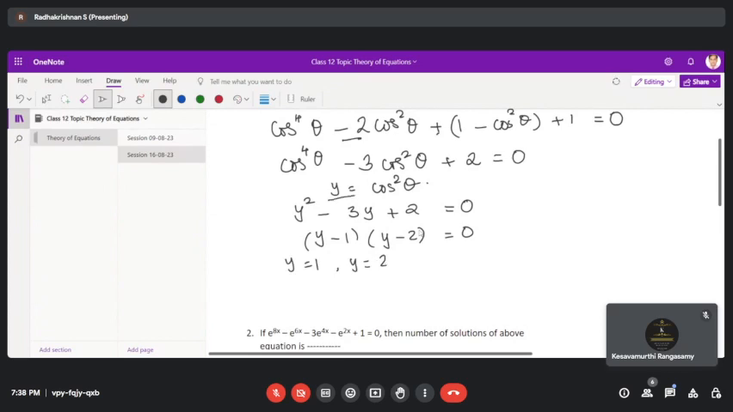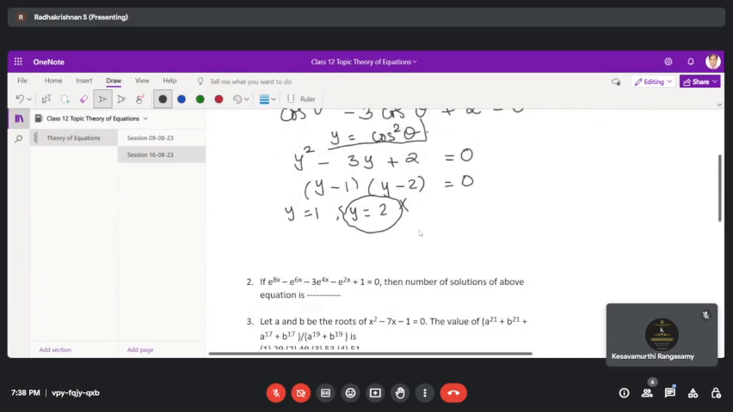But here y is cos square theta. So cos square theta cannot be 2. So this is wrong. Right? Cos square theta has a range of 0 to 1. So y equal to 1 is the only solution, so cos square theta equal to 1, which means cos theta equal to plus or minus 1.